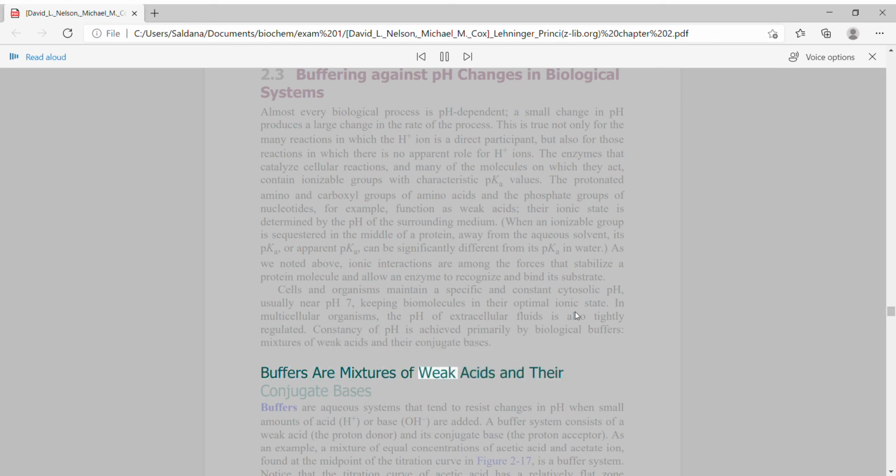Buffers are mixtures of weak acids and their conjugate bases. Buffers are aqueous systems that tend to resist changes in pH when small amounts of acid, H+, or base, OH-, are added. A buffer system consists of a weak acid, the proton donor, and its conjugate base, the proton acceptor. As an example, a mixture of equal concentrations of acetic acid and acetate ion, found at the midpoint of the titration curve in Figure 2-17, is a buffer system.